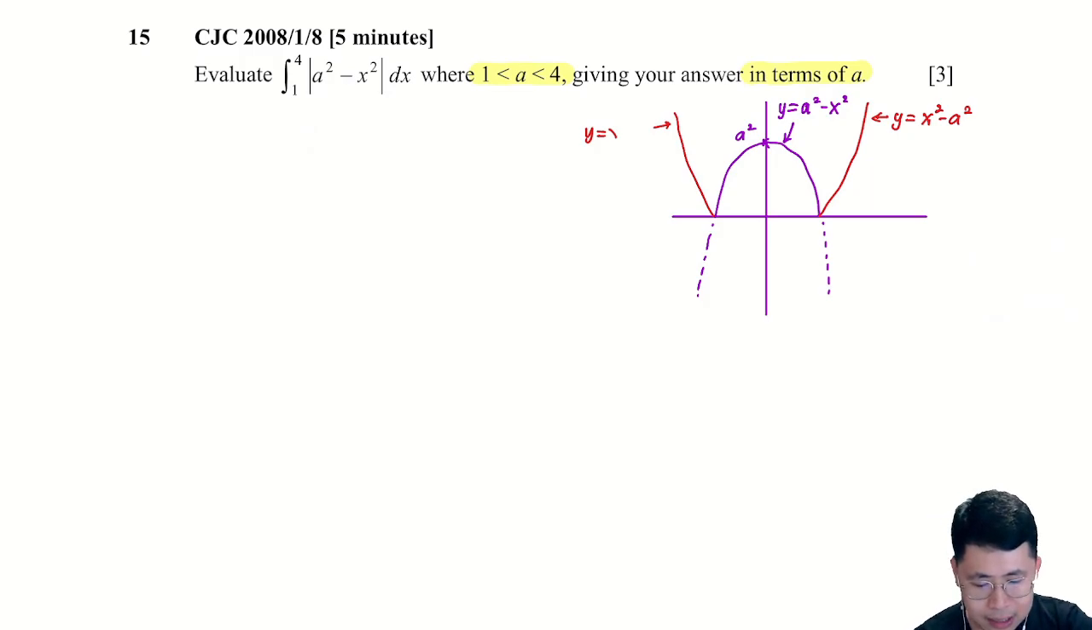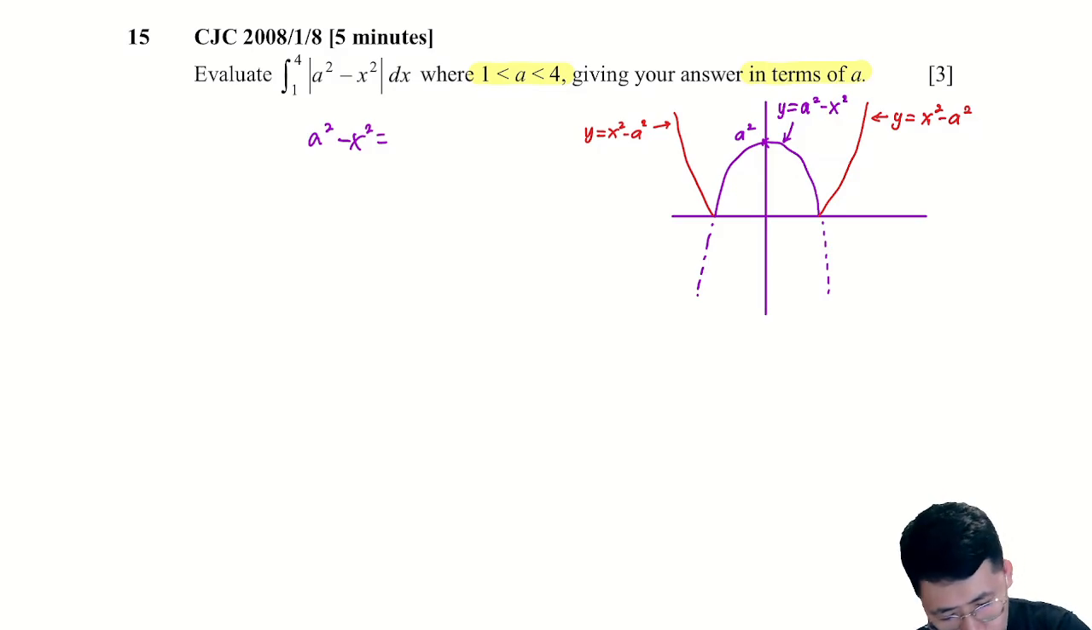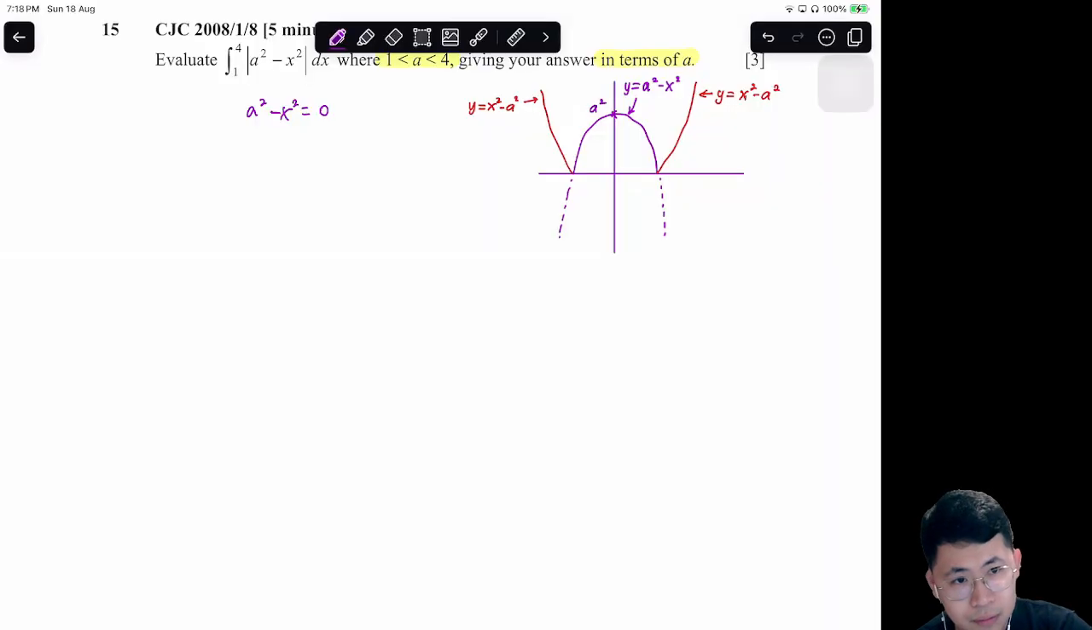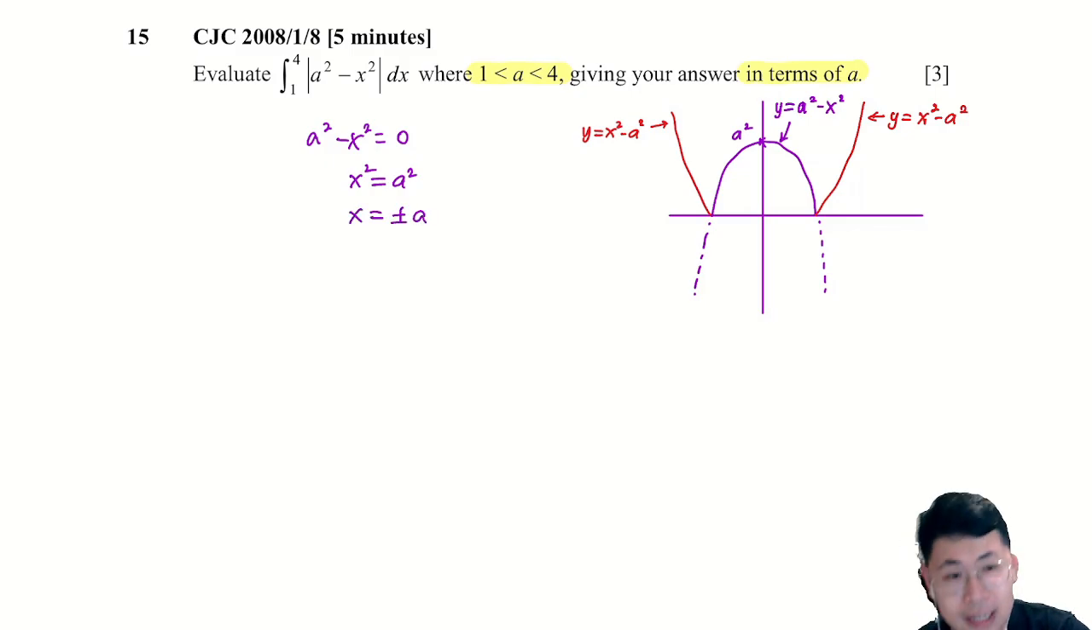Okay, then the next thing is what are our roots? So when y is equal to 0, x squared is equal to a squared, so x will be equal to plus minus a, correct? So this means that here I have a root at negative a, and I have a root at positive a. Now, they give us a is in between 1 and 4, correct? So that means our 1 will be here, our 4 will be somewhere here.